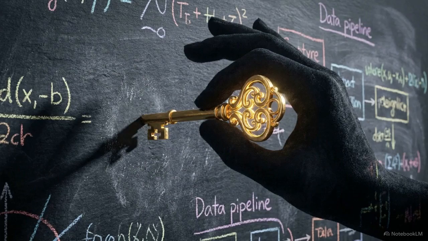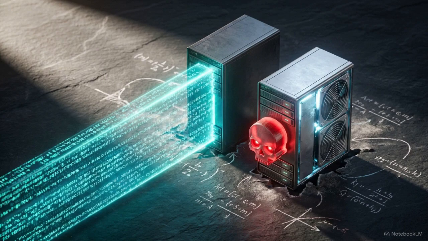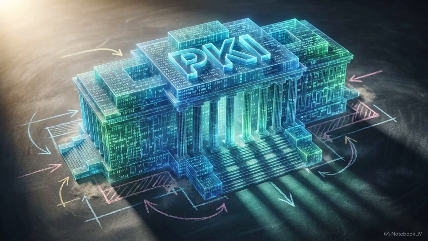A mathematically unbreakable key is useless if you cannot verify who actually owns it. If an attacker presents their own public key while posing as a trusted server, the encryption works perfectly, but the data is delivered directly to the adversary. To establish objective trust, architects deploy a public key infrastructure.